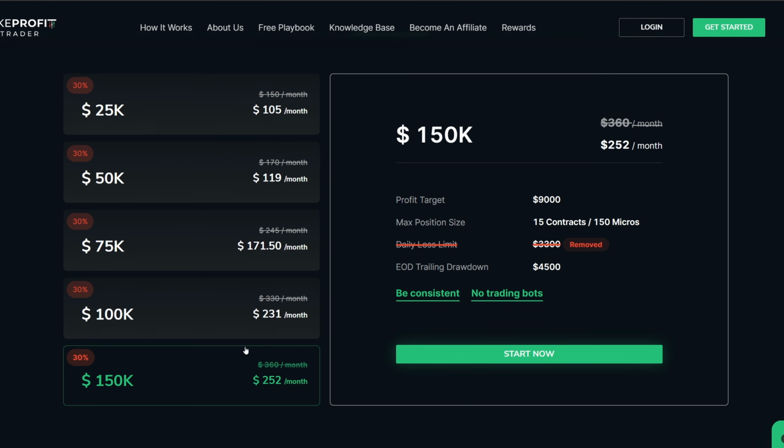Now, if you look at the price difference as well, the 150K account right now with the current sale going on is only $21 more than the 100K account. So if you're thinking about the 100K account, why would you not want to go ahead and upgrade and pay an additional $21 so that you can get an additional $1,500 of drawdown? For me, that's kind of a no-brainer.